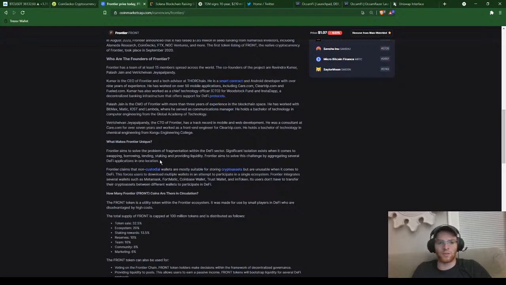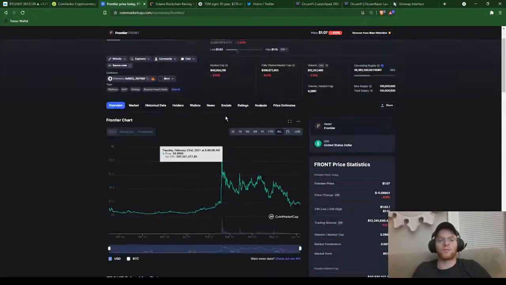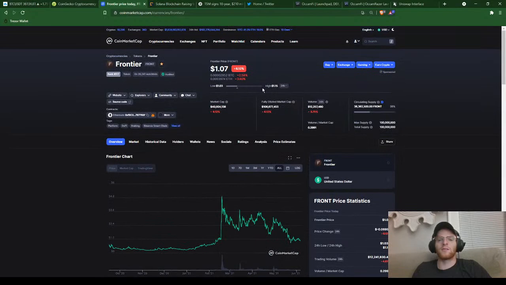I'm pretty sure that it's chain agnostic as well. I feel like I read that somewhere, but don't take my word for that. I'm pretty sure this is a chain agnostic DeFi aggregate. So it's like what I just talked about with OccamFi, the DeFi aggregate for the entire Cardano ecosystem. This is literally aiming to be the DeFi aggregate for all ecosystems. So it's like an Internet of Things DeFi layer for all blockchains, which is massive.